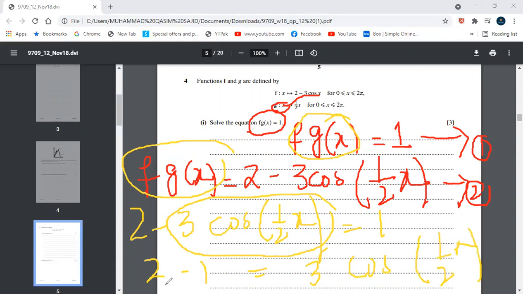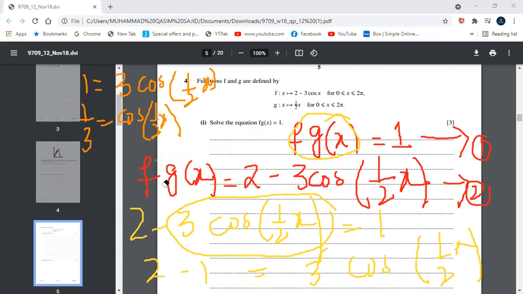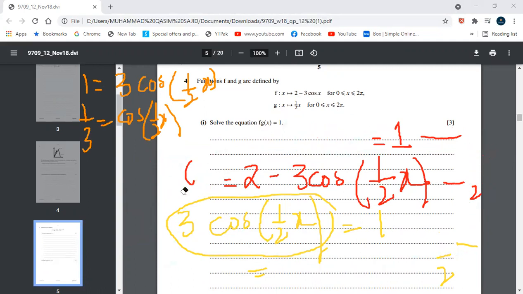So what is the value of 2 minus 1? 2 minus 1 equals 1. So 1 equals 3 cos 1 upon 2x. Now divide by 3 here. So 1 upon 3 equals cos 1 upon 2x. Have you written it down? Yes sir. Okay, so this is the much simplified equation.